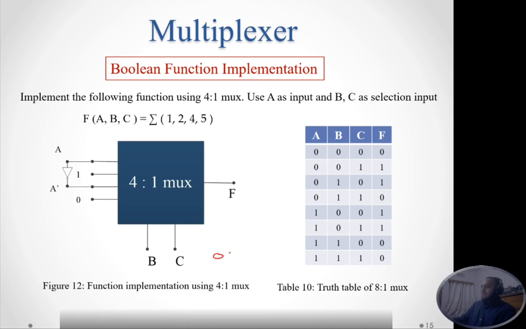When BC are 0, 1, we will get the second input as output. From the truth table we can see when BC are 0, 1, we always get the output as 1. If BC are 1, 0, then we will get the output equals to A prime. So when BC are 1, 0, we get the output as A prime, because here A is 0 but our output is 1. Here our A is 1 but our output is 0.